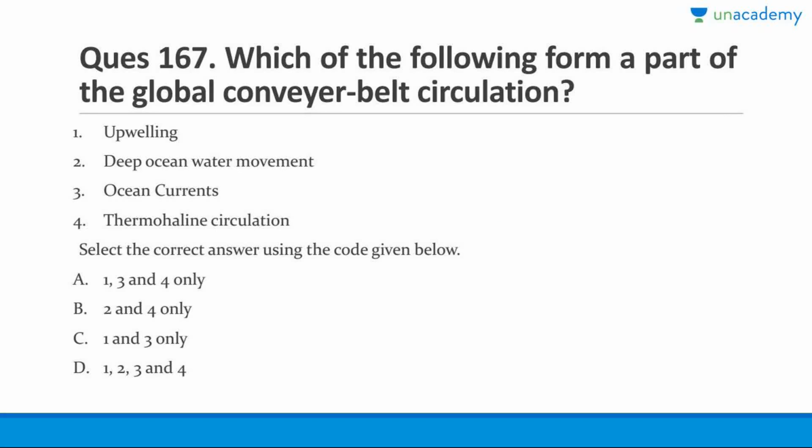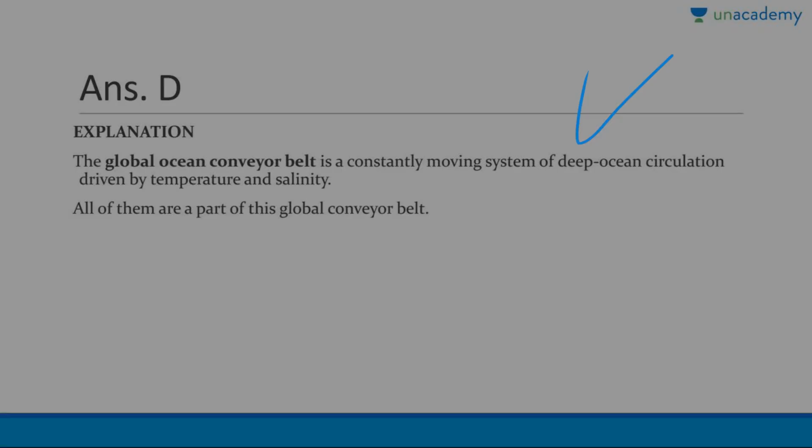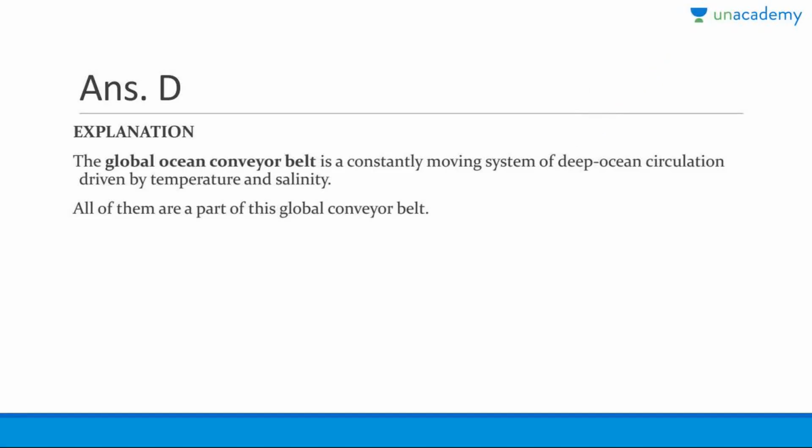Question 167. Which of the following form a part of the global conveyor belt circulation? Upwelling, yes. Deep ocean water movement, yes. Ocean currents, yes. Thermohaline circulation. So all these are part of the global conveyor belt circulation. They keep on transferring heat from one part of the earth to other. Global ocean conveyor belt is a constantly moving system of deep ocean circulation driven by temperature and salinity. So all of these are part of this.